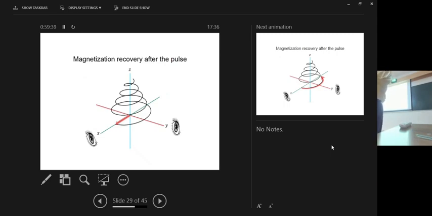So therefore, the T2 relaxation will come into the picture. Then it also has to go back. The populations will have to equilibrate. Then the T1 relaxation will also come into the picture. So therefore, the system will rotate here and eventually slowly recover and come back to the z-axis. So this is the process of relaxation.